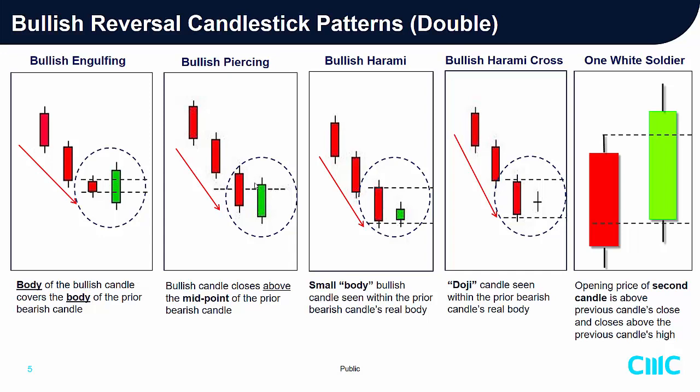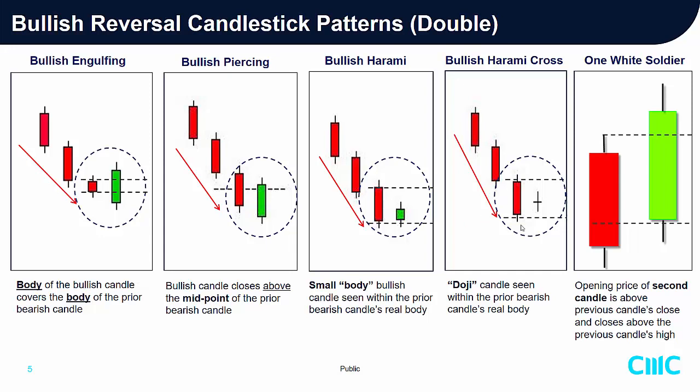And pretty similar will be the bullish piercing. So with this bullish piercing, what it means is that instead of covering the entire body of the prior bearish candle, it actually closes slightly above the midpoint of the bearish candle. Then goes for the bullish harami. So the bullish harami is a small little green body that is seen after the bearish candle.